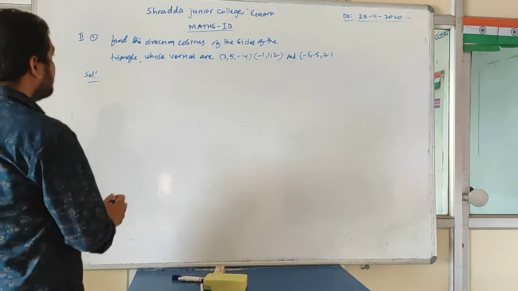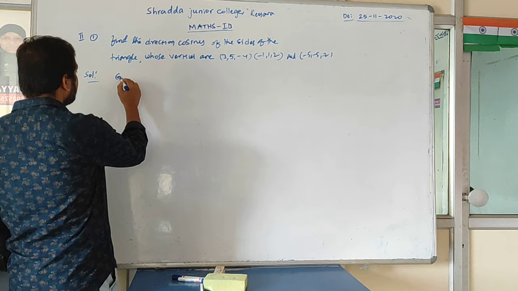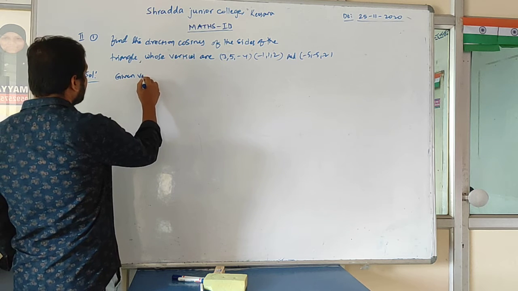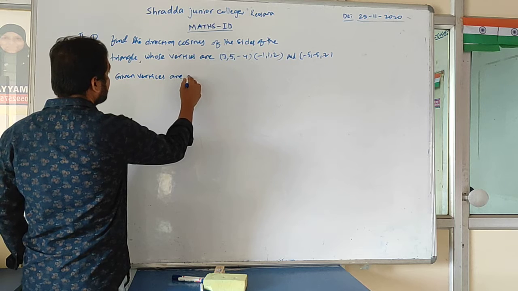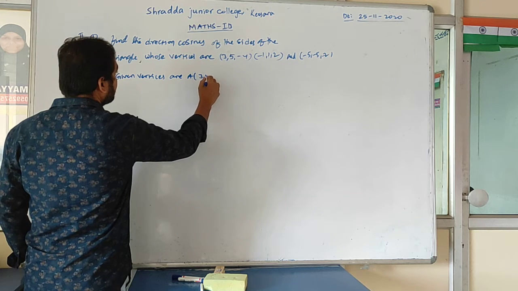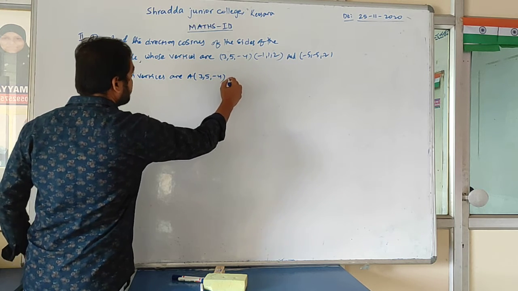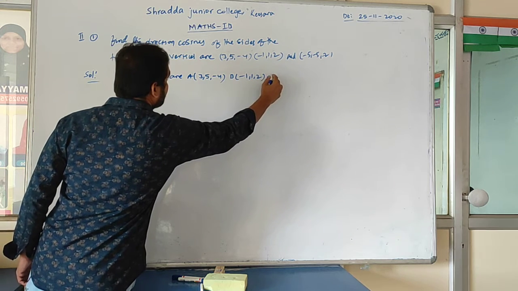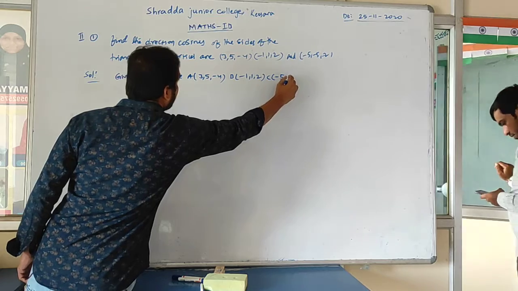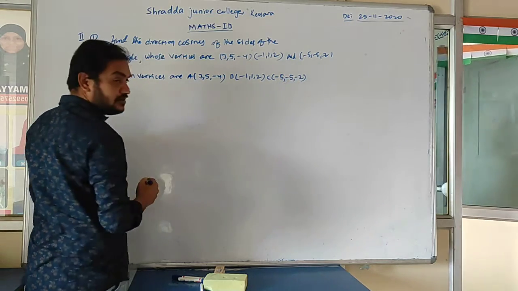Now, what are our given vertices here? Given vertices are A (3, 5, minus 4), B (minus 1, 1, 2), C (minus 5, minus 5, minus 2).